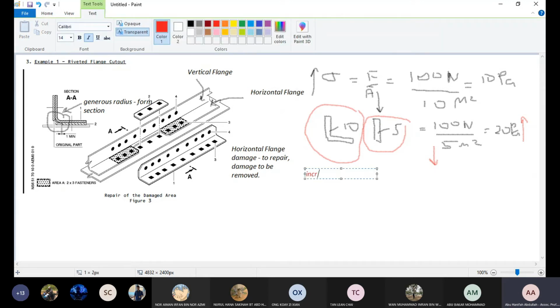Increase in stress is not okay. It causes many things. It can cause failure, or it can reduce the life of the structure.